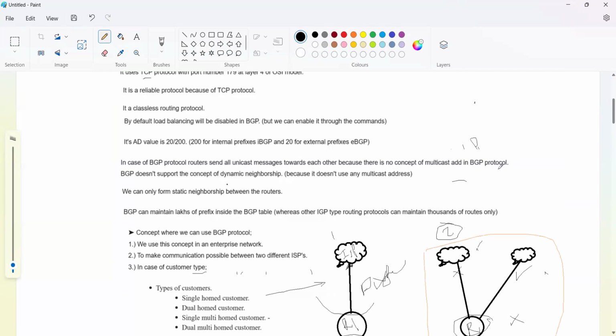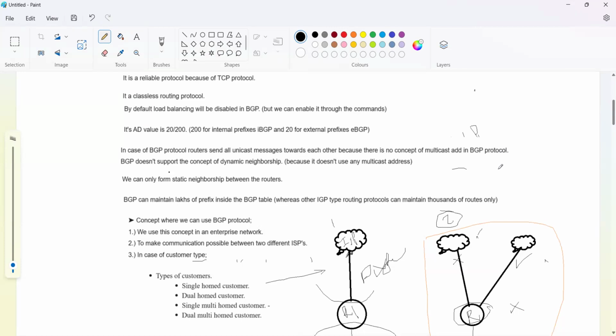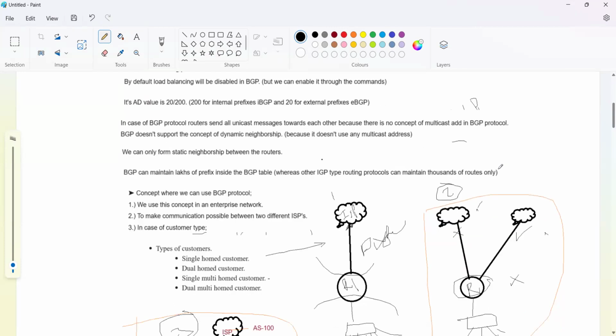In the case of the BGP protocol, routers send all unicast messages towards each other because there is no concept of a multicast IP address. Here we have unicast messages, because we don't have multicast. BGP supports only static neighborship. Statically, the administrator will enable the routing protocol; it does not support dynamic routing or dynamic neighborship. And statically we have to enable the neighborship.